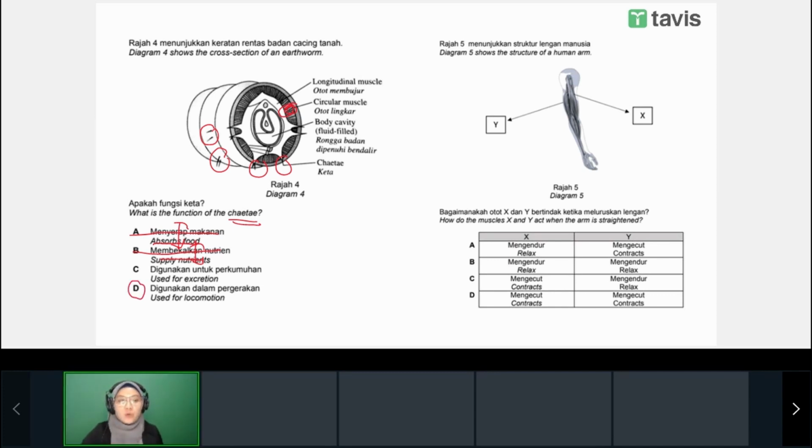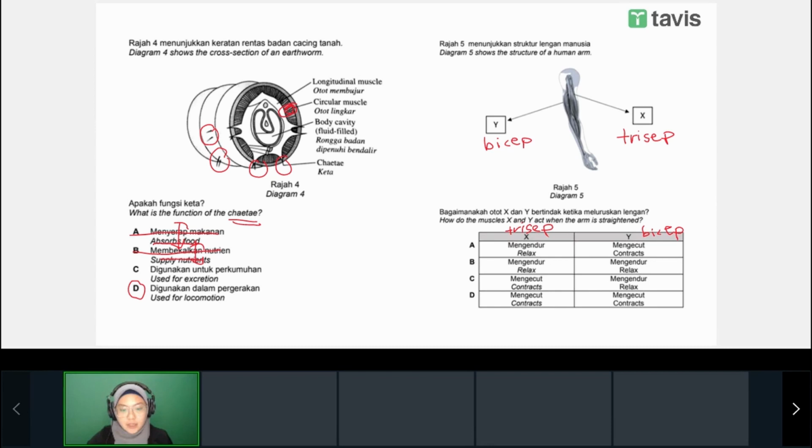Okay. Now let's go to the next question. Diagram 5 shows the structures of the human arm. Okay guys, which one is the bicep and which one is the tricep? The inner one is the tricep. X for tricep. Transfer over here, tricep. Y for bicep. If X is tricep, Y is absolutely a bicep.